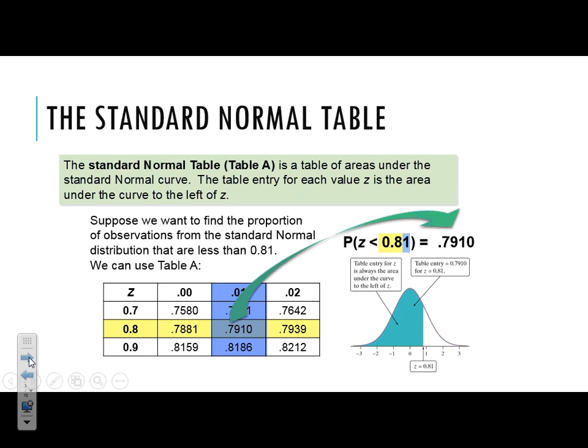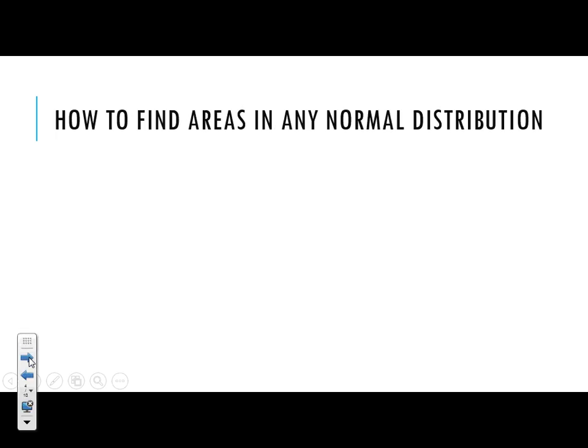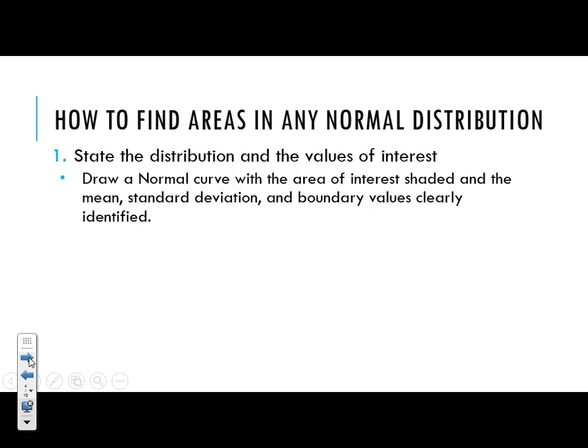Okay, so let's start out with some steps that we need to follow. All right, so we're going to talk about how to find areas in any normal distribution. Okay, so we've got a 3-step process that we're going to follow. Step 1 is we always want to state the distribution and the values of interest. And what I'm going to expect to see, and we'll see this in some examples here, is I want to see you draw a picture of our normal distribution. I want to see you label the mean and the standard deviation and any boundary values that we're trying to find information about, right? So that's step number 1.